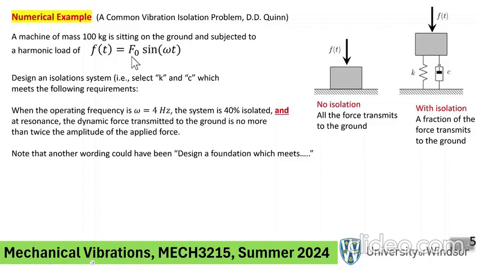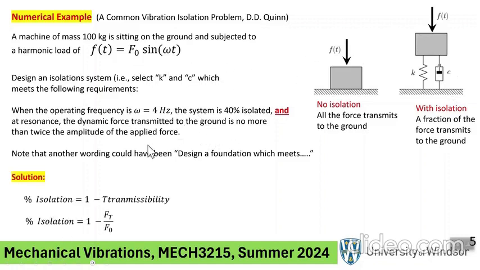So find K and C such that when omega is 4 hertz, the driving frequency, the force transmitted is 60%. Transmissibility is 60%. And at resonance, the magnitude of Ft should be less than 2F naught. That's right.